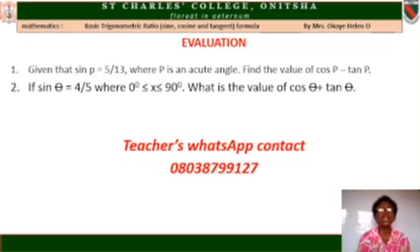We come to the evaluation. Number one, given that sin P equals 5 over 13, where P is an acute angle, find the value of cos P minus tan P. What do we mean by acute angle? All of you know that an acute angle is less than 90 degrees, which shows that you will not place P at the 90 degree angle. Number two, if sin theta is equal to 4 over 5, this shows that this is a right angle triangle. The theta will not go to the right angle. You are asked to find the value of cos theta plus tan theta.